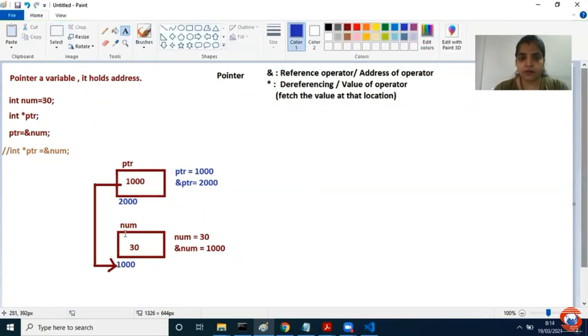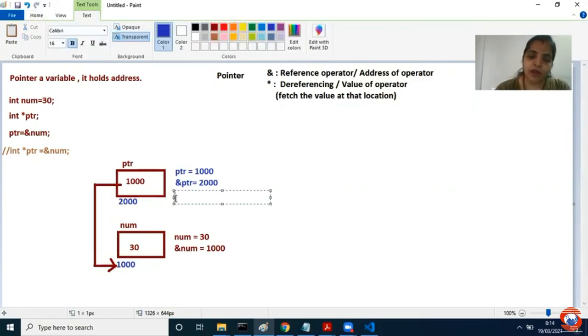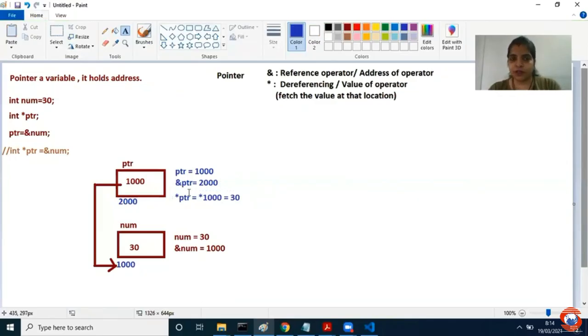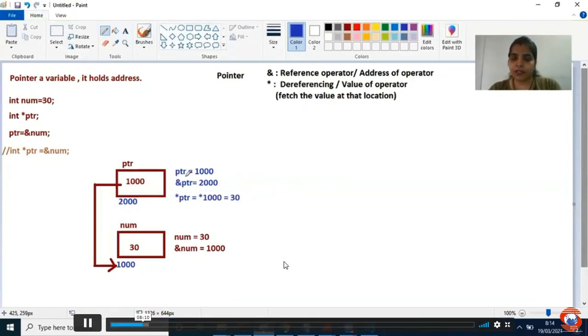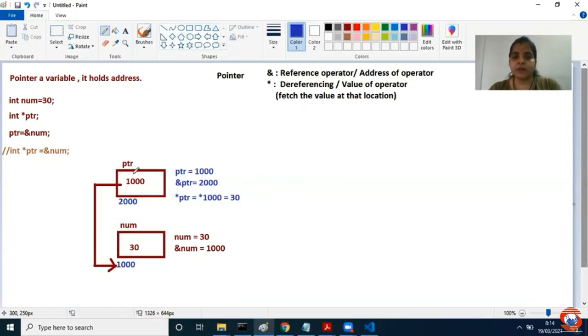So if I say, I need value at PTR, how will this be treated? Asterisk will remain the same. What is there in PTR? 1000. What is value at 1000? 30. Means can I say, in case of pointer, if I only write the pointer PTR, it will give me the content within that. But if I write value at PTR, it will give me the value wherever it is pointing. Did you all get it up to this point?